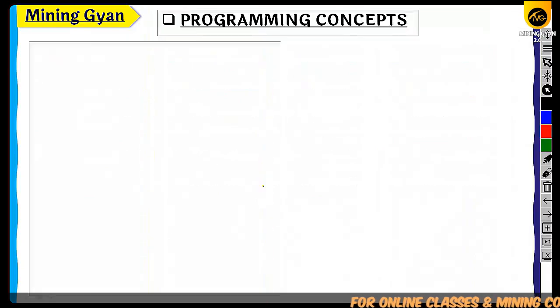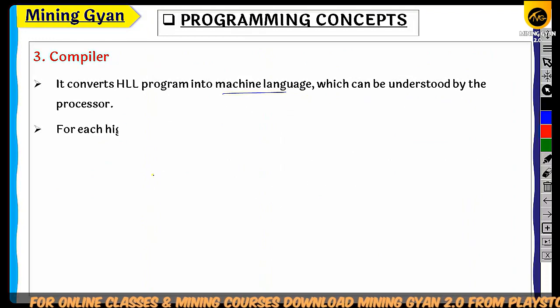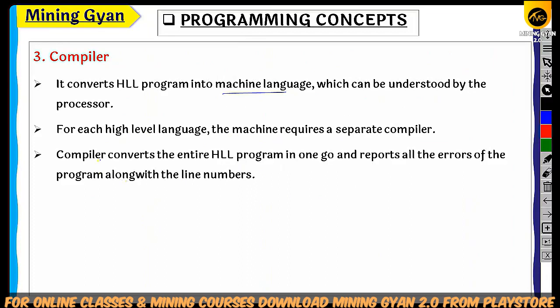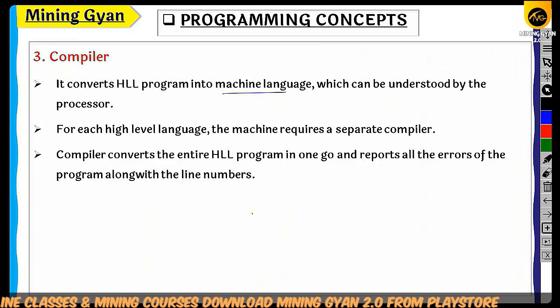Now the last one is the compiler. It converts a high level language program into machine language, which can be understood by the processor. For each high level language, the machine requires a specific compiler. The compiler converts the entire high level program in one go and reports all the errors of the program along with the line numbers. So we can say that it converts in a group or at a time. It converts the entire high level program at a time.